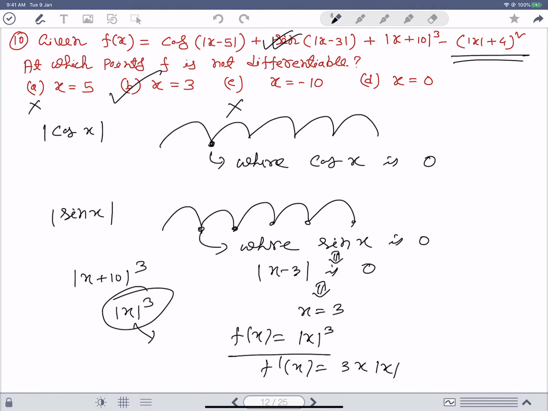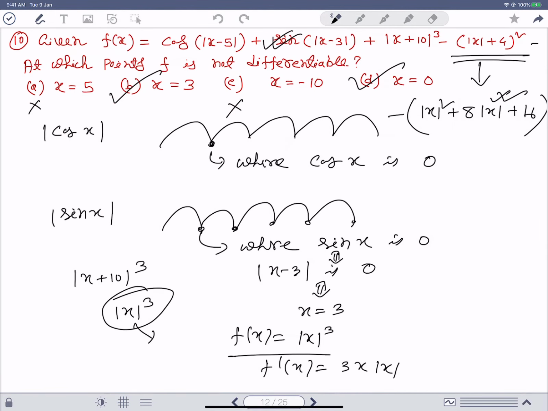But again, whenever you have this one, you have to write mod x whole squared, which is just x squared, plus 8 mod x plus 16 minus this one. Now, again this will be a problem with mod x. So, at x equal to 0 we have a problem. So, this function is not differentiable at x equal to 0 because of this. Okay. So, only at x equal to 3 and x equal to 0 the function will not be differentiable. Okay. Now, I move to the next problem.